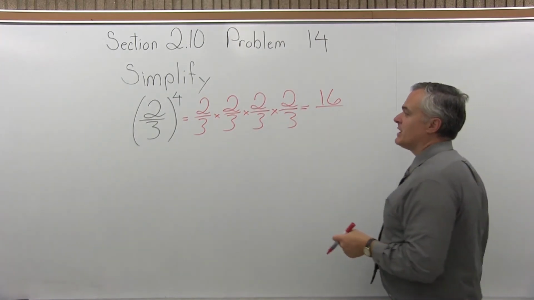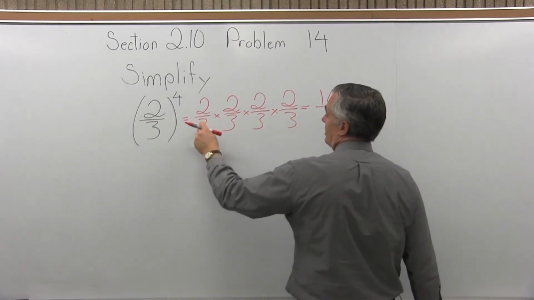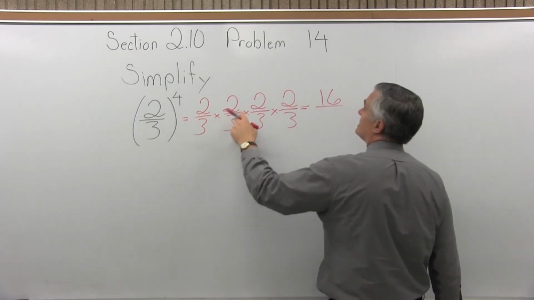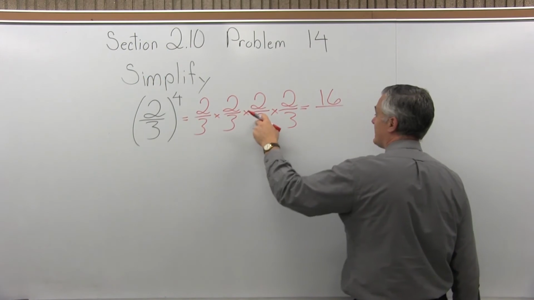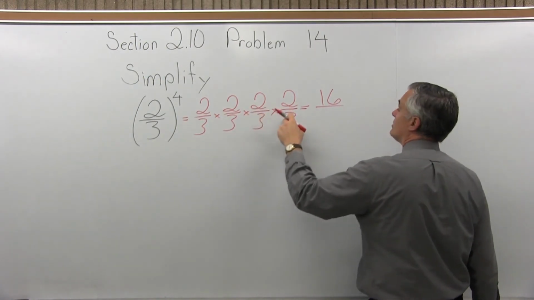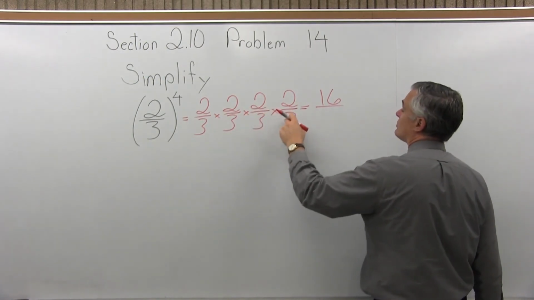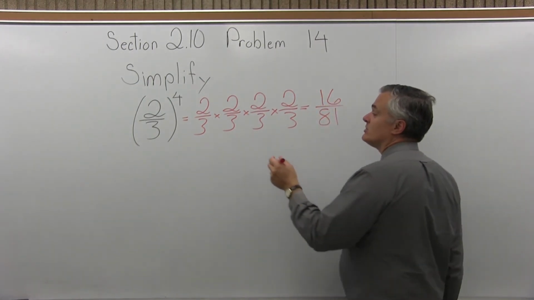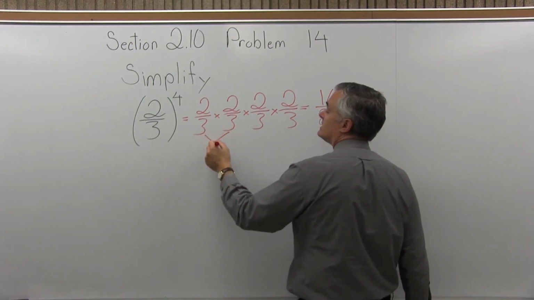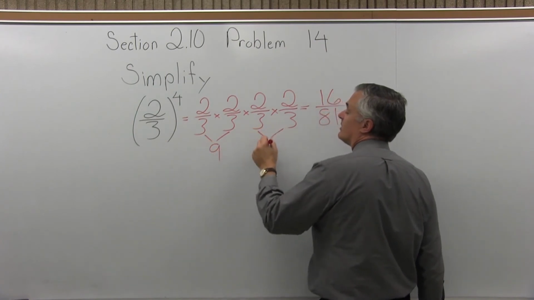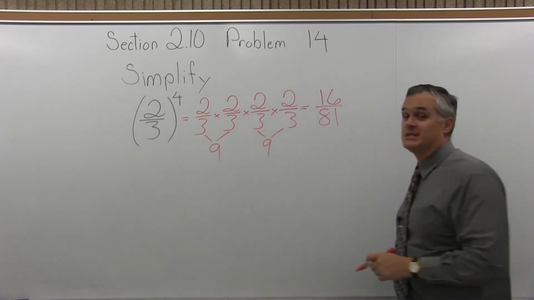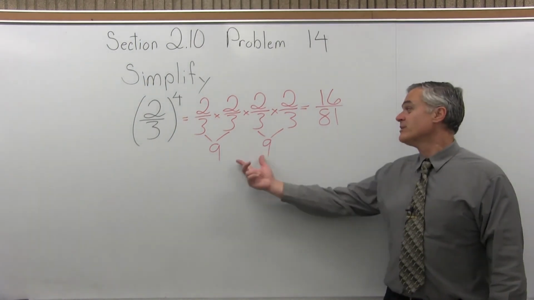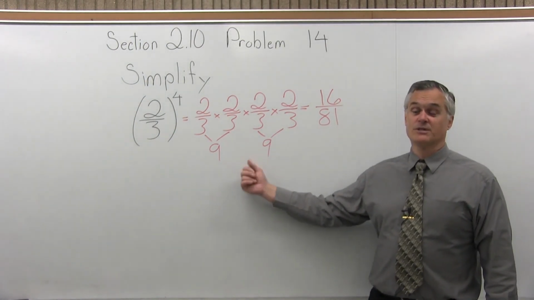Then in the denominator, multiply 4 3's together. So 3 times 3 is 9, times another 3, 9 times 3 is 27, times another 3, 27 times 3 would be 81. Now notice you can also do this. You're multiplying 4 3's. You can group them together in pairs and make it 9 times 9, which is still 81, whatever you see first. I knew it was 81 really because I was thinking of this in my head first.